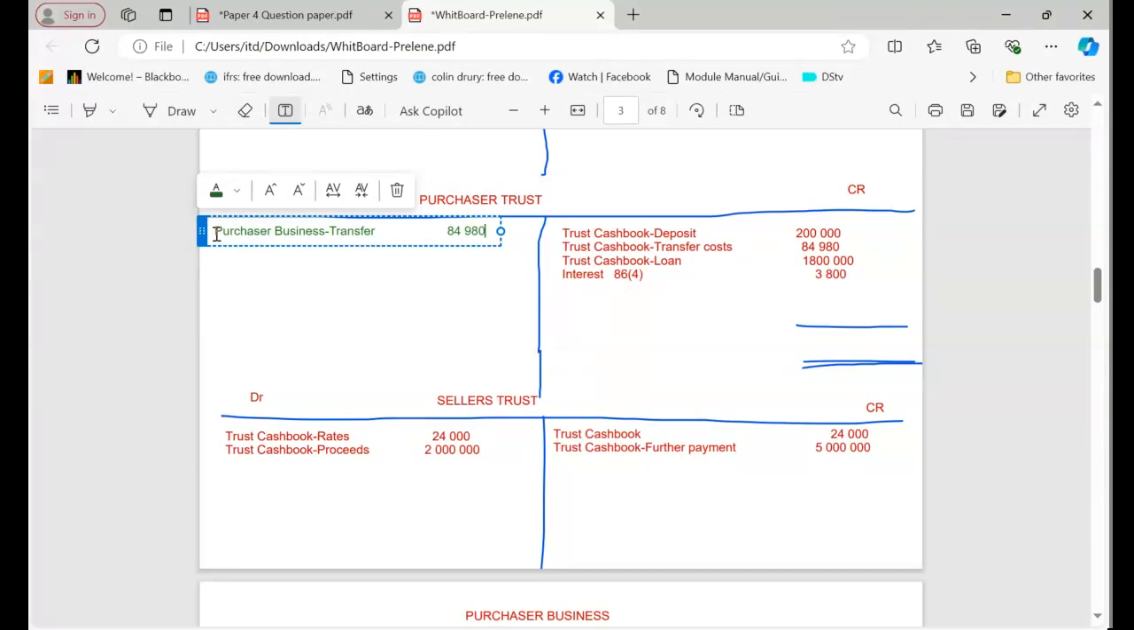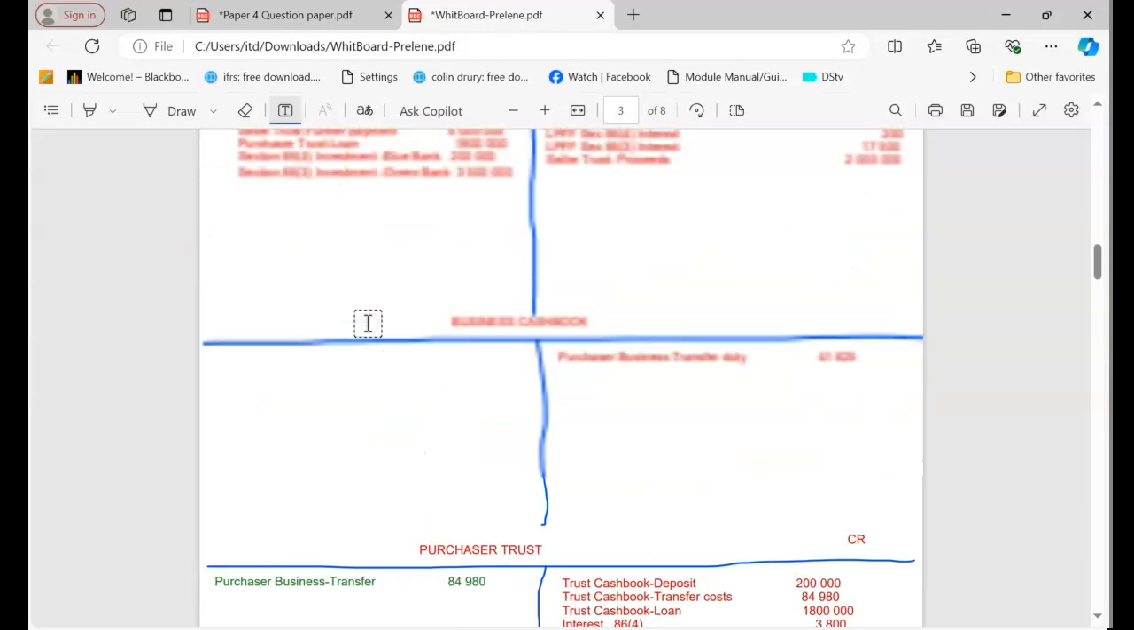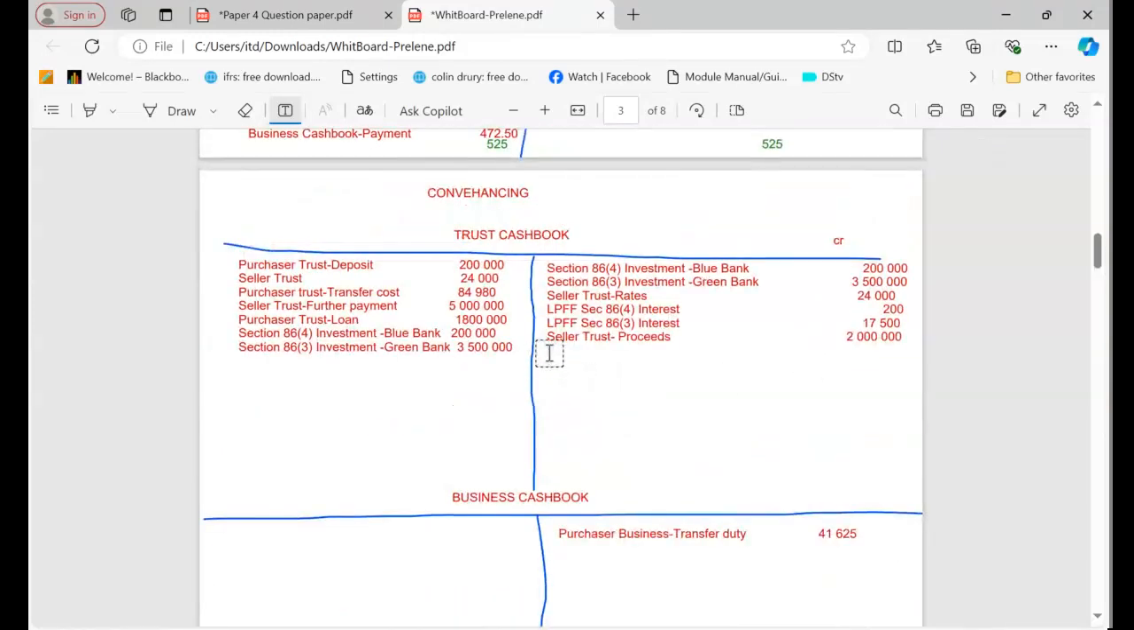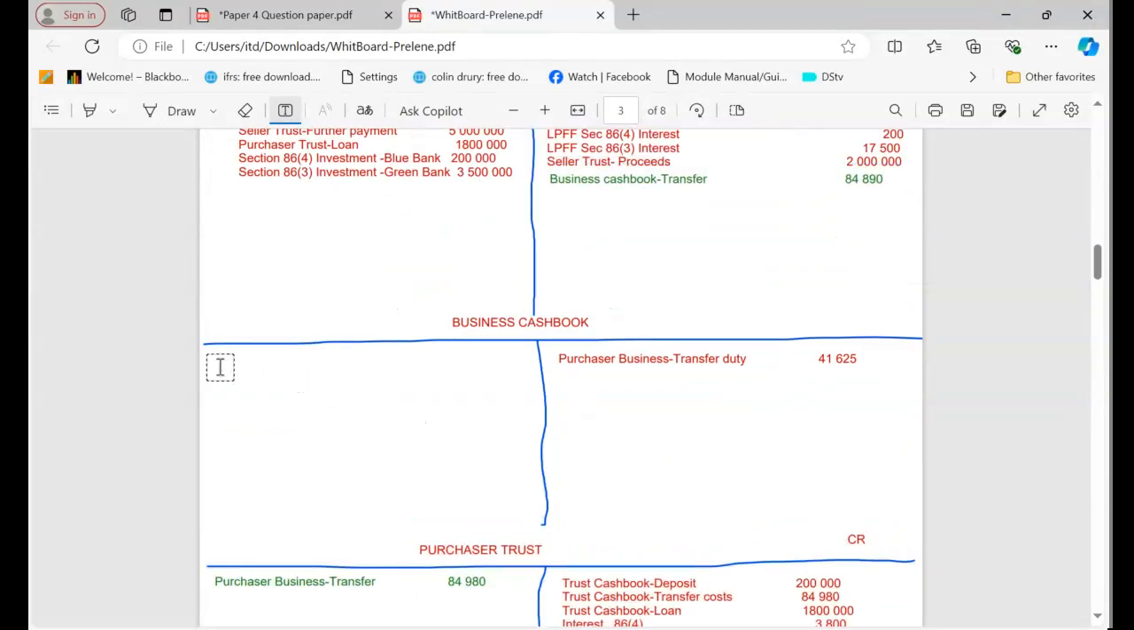And then what else must I do? Also effect this transfer in the business cash book and trust cash book. I like that. So I'm going to start there. And obviously I'm going to write business. The fact that you remember the two steps, okay?